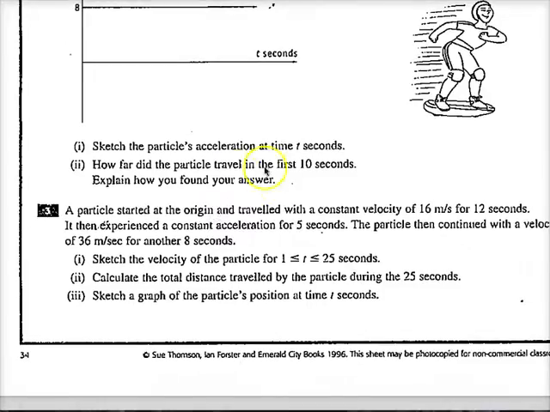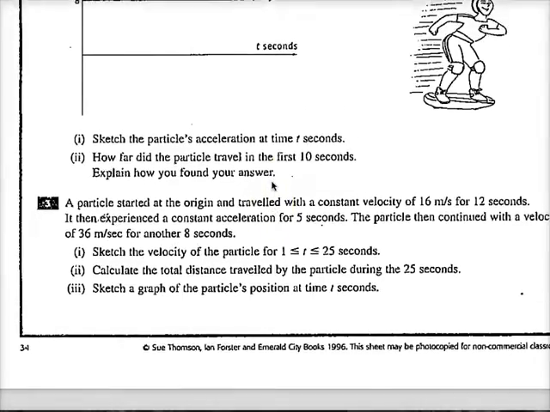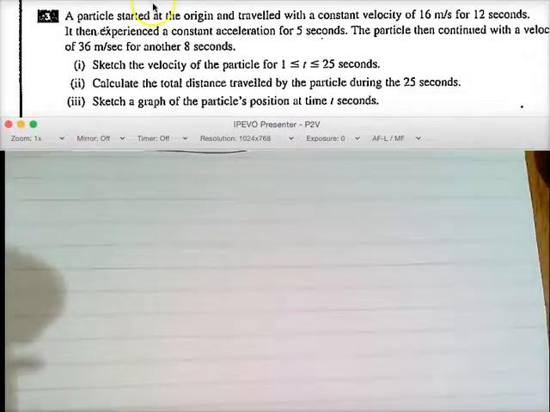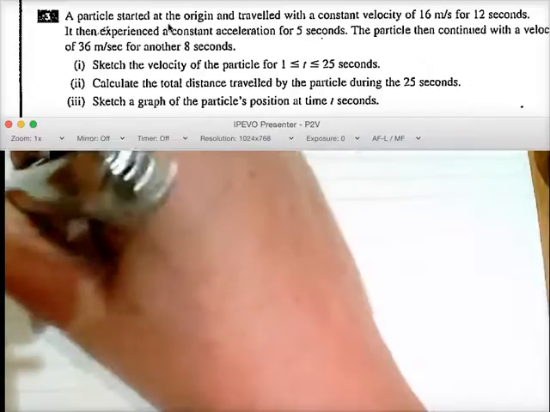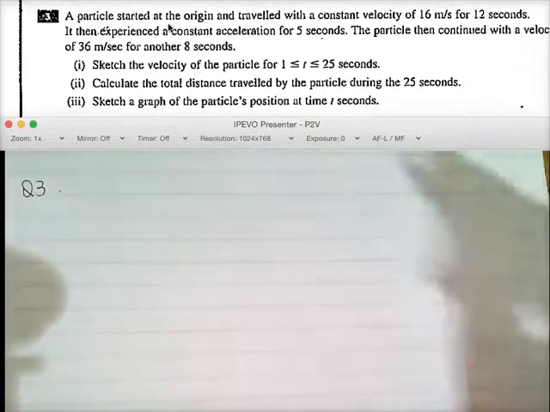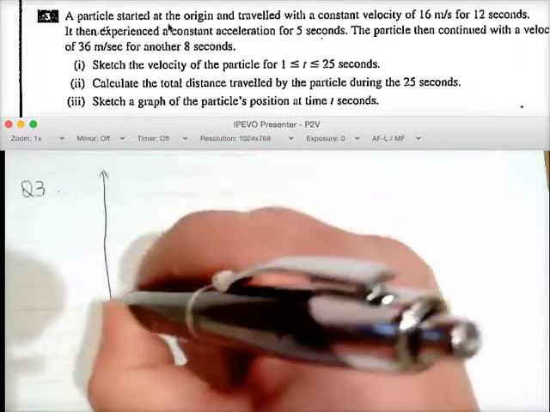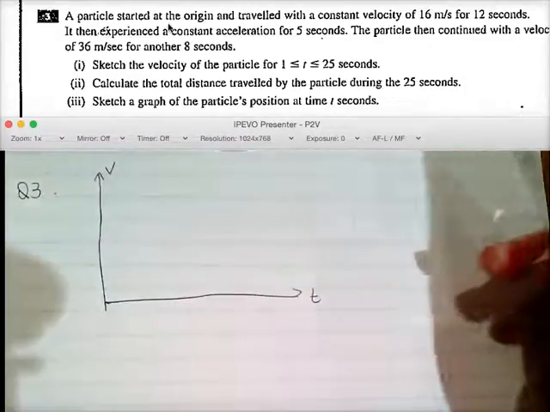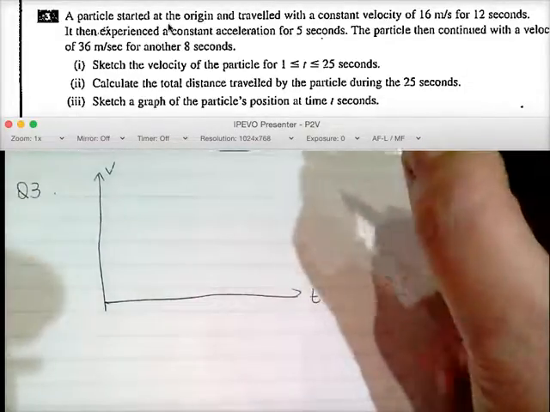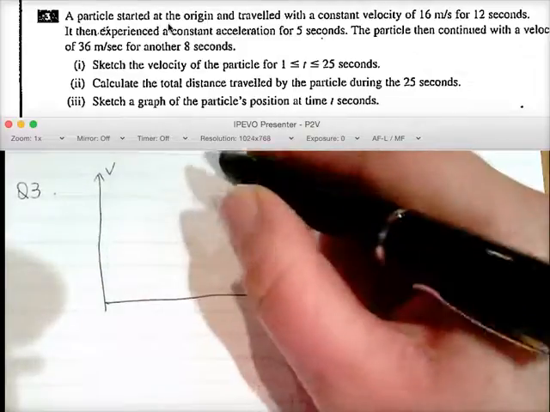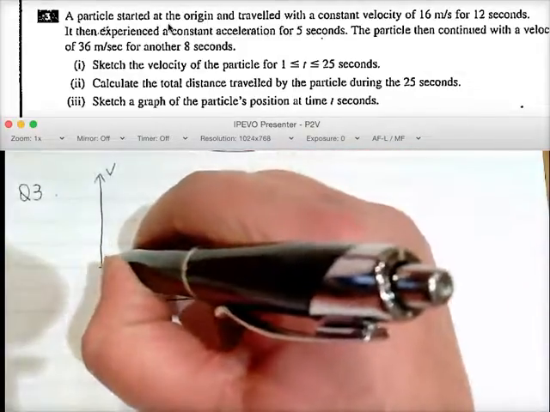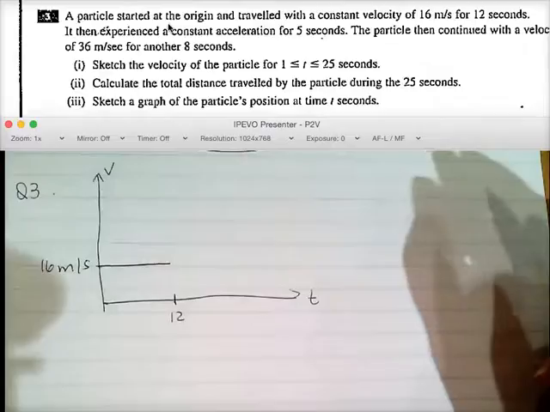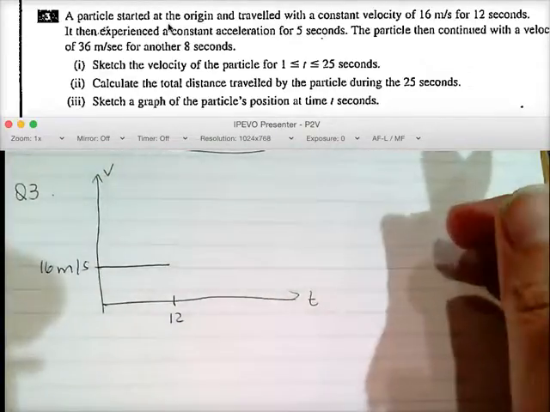Now for question 3. Okay, it says that a particle started at the origin, and travelled with constant velocity. So I'm doing a velocity curve, okay? Started at the origin, travelled at constant velocity of 16 meters per second for 12 seconds. So I'm just going to go, this is 12 seconds, this is 16 meters per second, okay? So this is the velocity graph, okay?